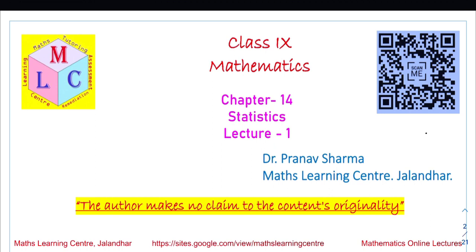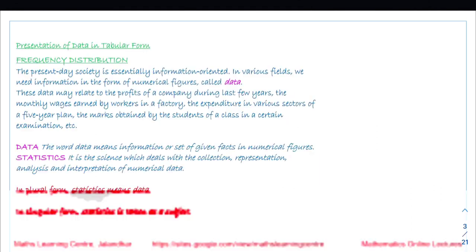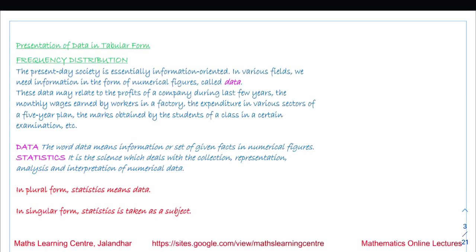So the first topic we have to discuss is the presentation of data in tabular form. And the first definition we have is the frequency distribution. So the first term we see over here is data. This term we are talking about is presentation of data in tabular form.